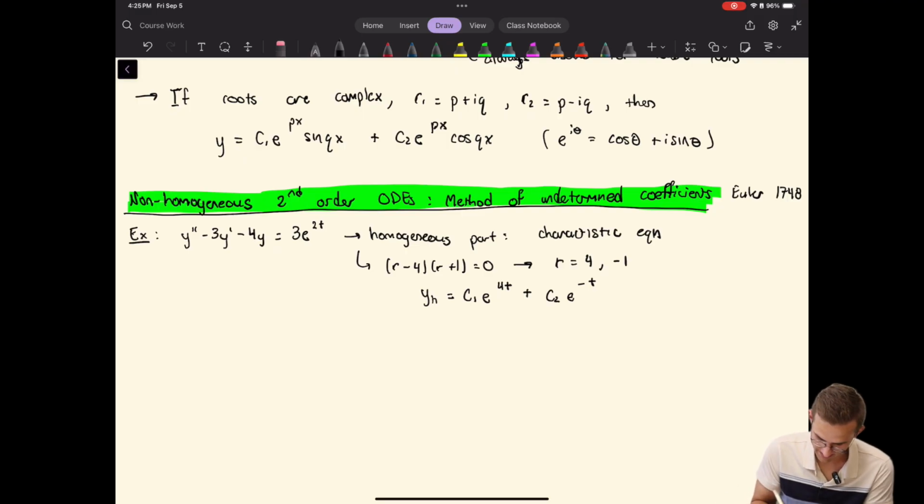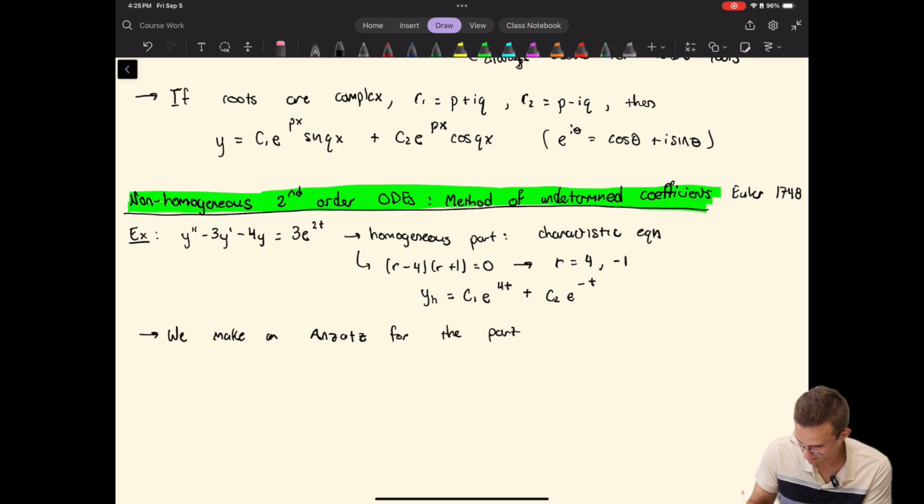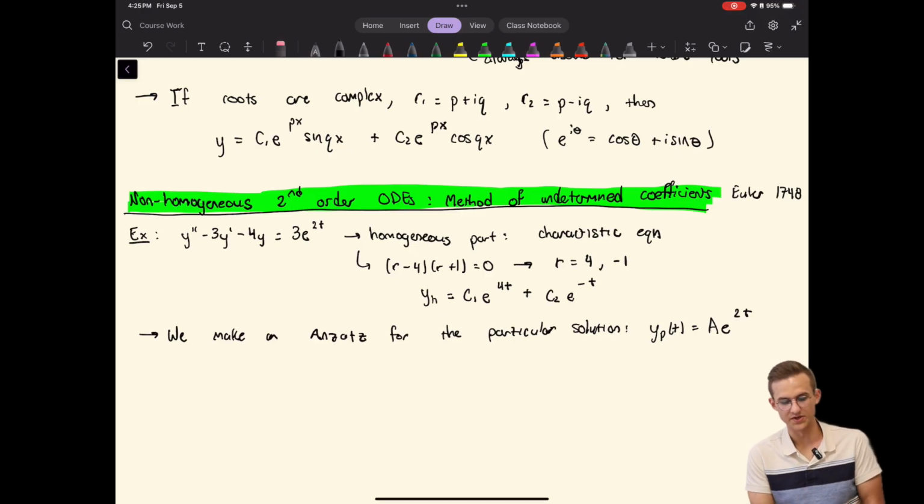And then we make a guess, or an ansatz. This word just means intelligent guess. Ansatz for the particular solution, where we guess that the particular solution is going to be of the form some constant a times e to the 2t. Okay, and in other words, we're guessing that the particular solution is going to match the forcing function in form.